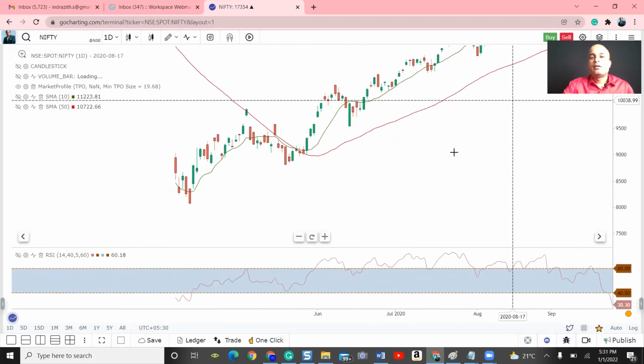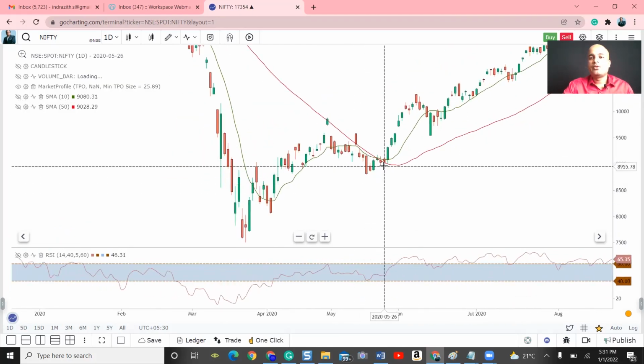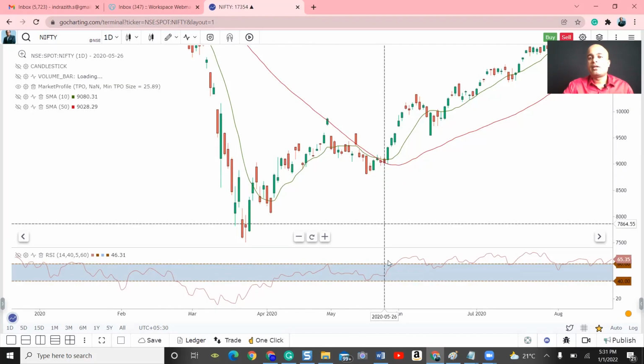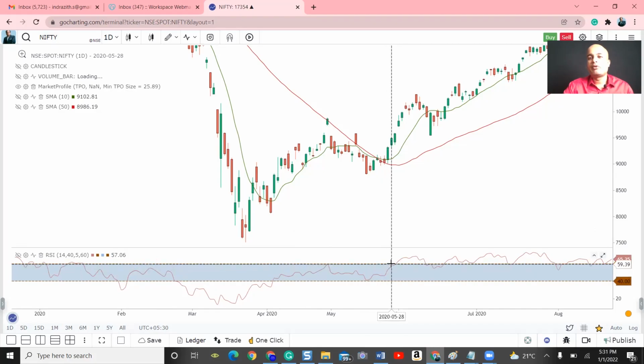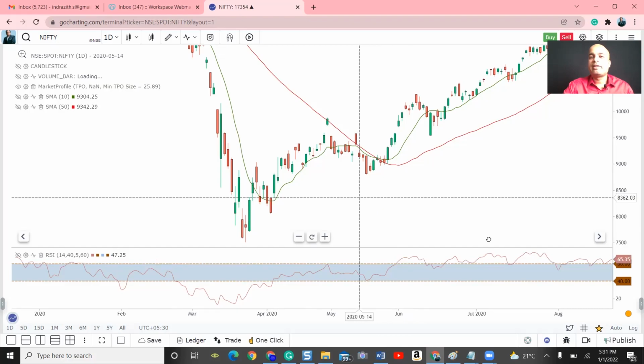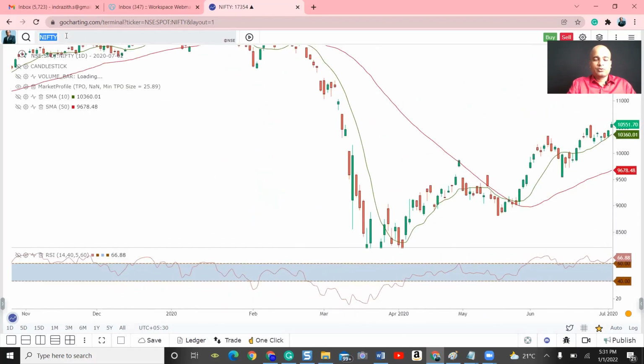Okay. See here also. Can you see here? Here, I think here or here, the crossover happened, but RSI is not above 60, but it came above 60 after a few days. So let's say we have not taken this trade. So I will go to some other charts. For example, I will go to Reliance.